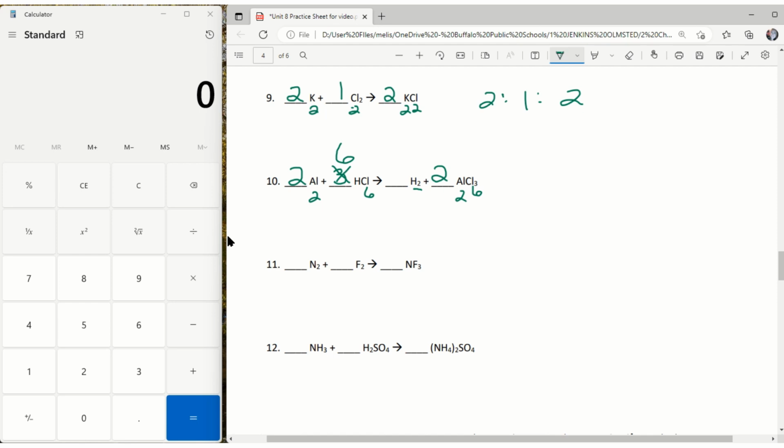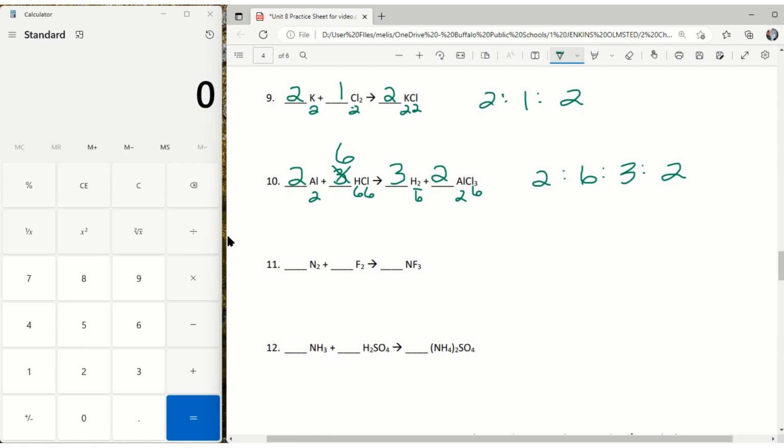This is 6 H's, right? Can I make 6 H's? Absolutely I can by putting a 3. It is balanced. So 2 to 6 to 3 to 2. Well, no, I can't divide by anything other than 1. So voila, finished.